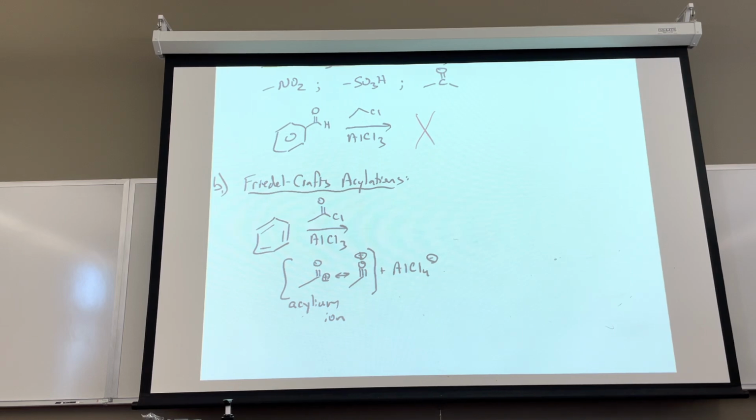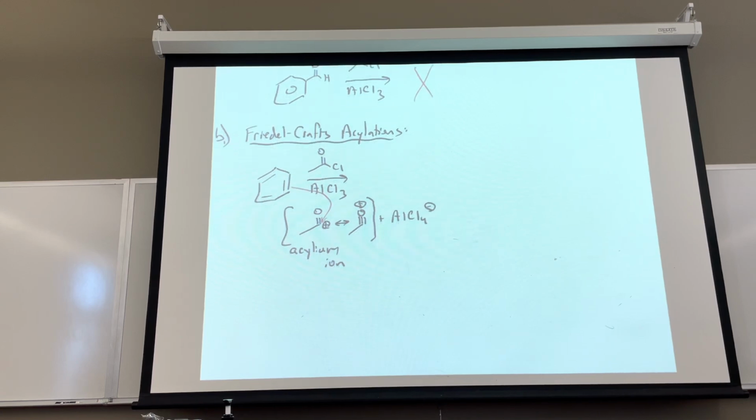But again, mechanistically, there's no real difference. The pi electrons are going to go out and attack the electrophile, generating the high energy sigma complex. And then the conjugate base comes in to grab the proton and restores the aromaticity. And it transfers that acyl group onto the benzene ring.